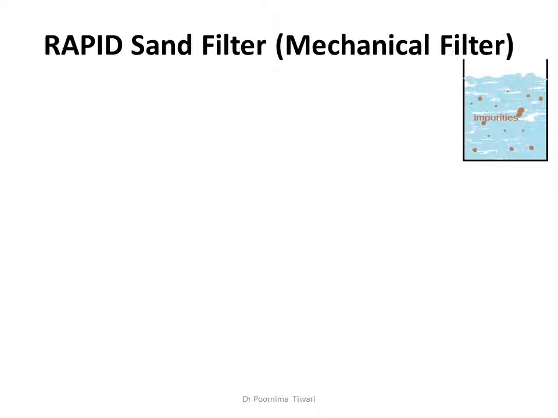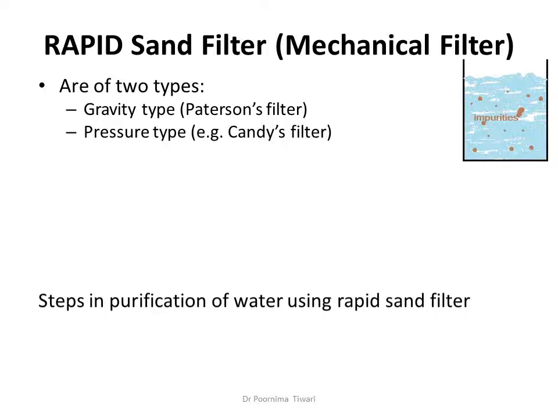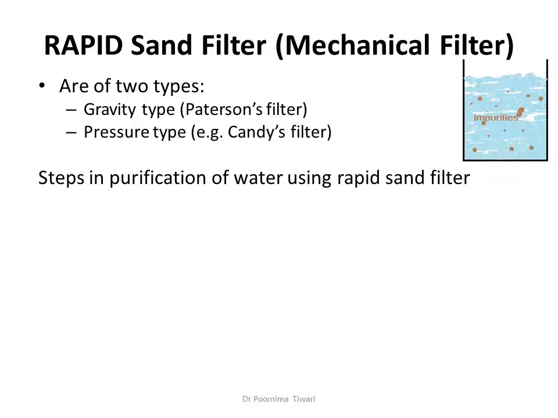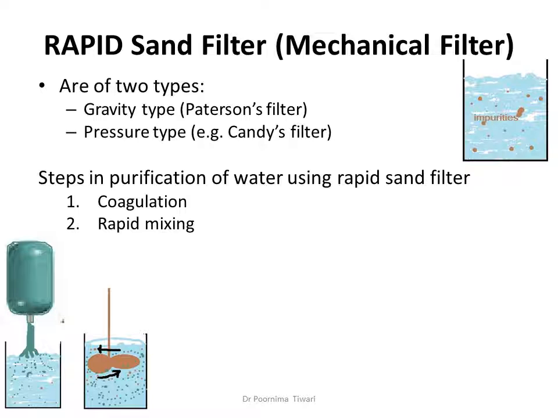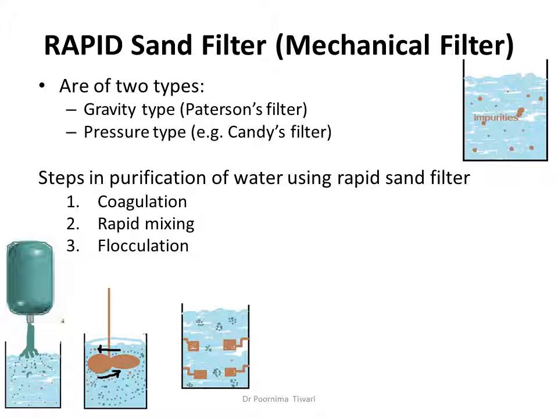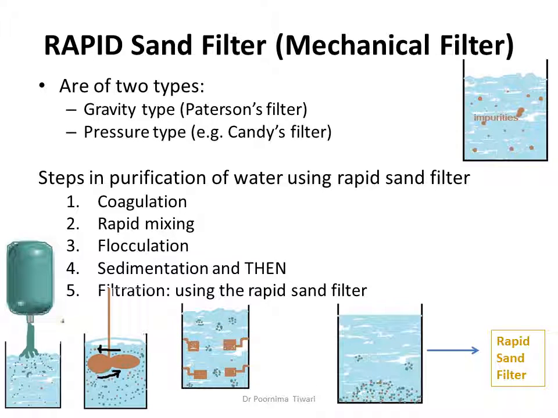The second type of filter is the rapid sand filter, which is a mechanical filter. These function in two ways. Gravity type uses gravity for filtration and pressure type uses pressure for filtration. The steps in purification of water using rapid sand filter are coagulation of the raw water, rapid mixing of the water and coagulant mixture, flocculation of the mixture, sedimentation, and then filtration using rapid sand filter.